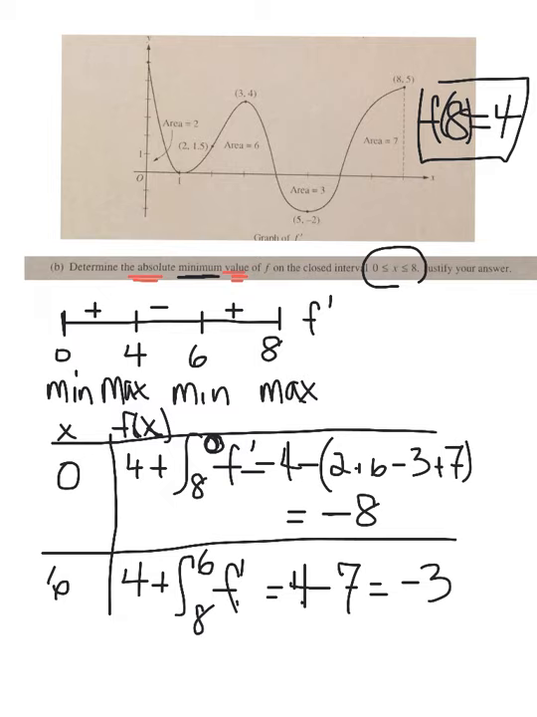Okay, so reread the question. It says determine the absolute minimum value. So which one of these is more min? And that would be negative 8. So the absolute minimum value would be negative 8.